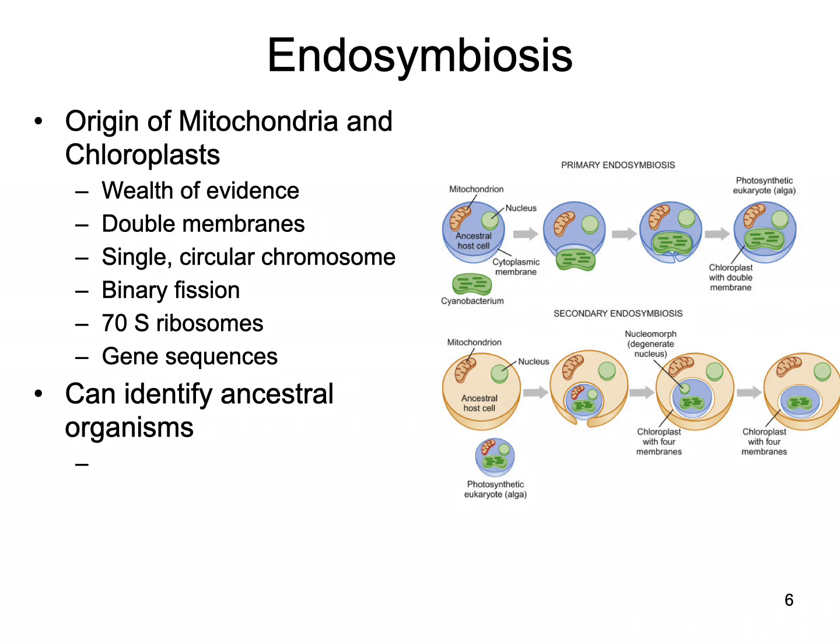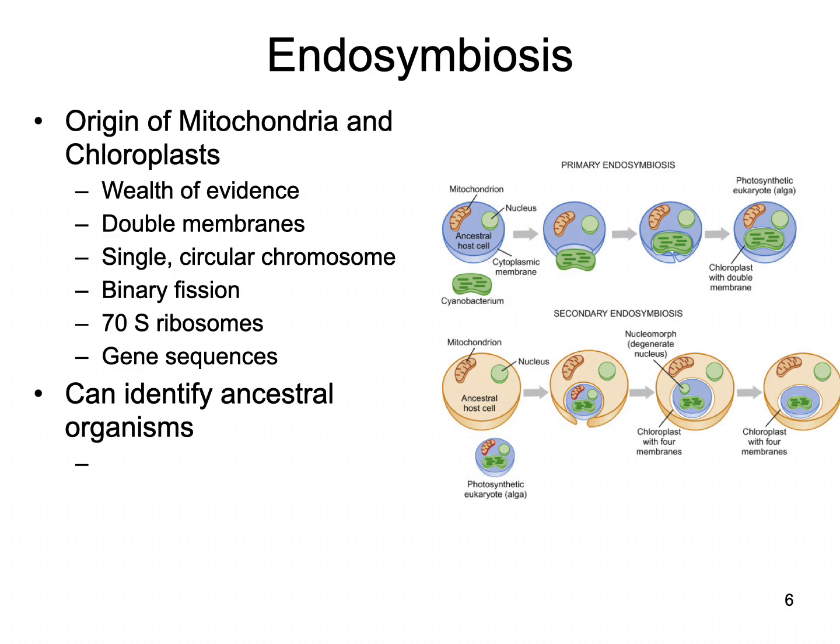These organelles have double membranes. There are single circular chromosomes in these organelles, just like bacteria. They undergo binary fission. Their chromosomes use a 70S ribosome to be expressed. And again, we can identify gene sequences. So what we think happened is the ancestral host cell took in a mitochondrion, and then in some organisms, it took in a chloroplast. And that's how you got plants and photosynthetic algae.